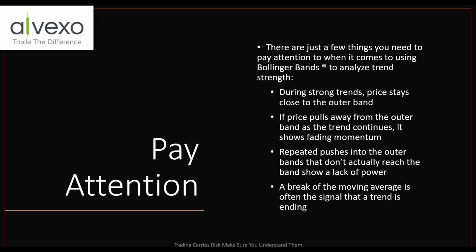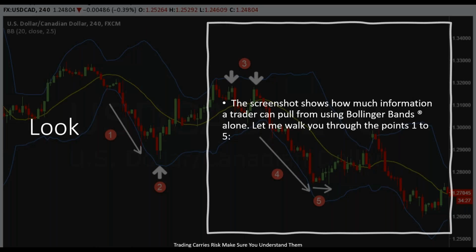During strong trends, price stays close to the outer bands, upper or lower. If price pulls away from the outer band as the trend continues, it shows fading momentum. Repeated pushes into the outer band that don't actually reach the band show a lack of power. A break of the moving average is often the signal that the trend is ending.